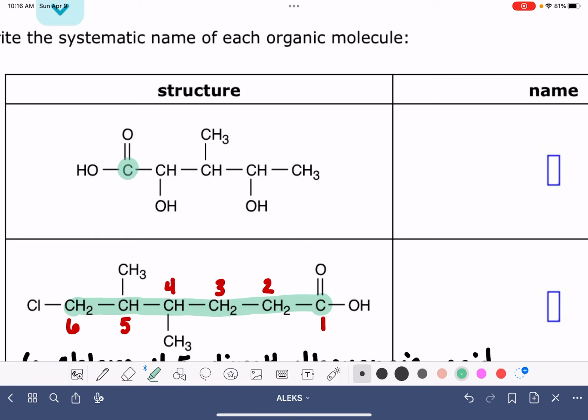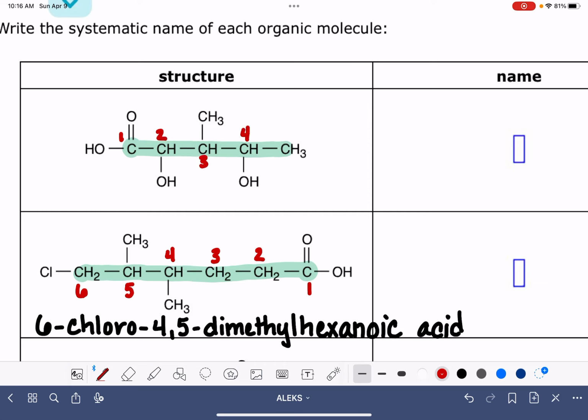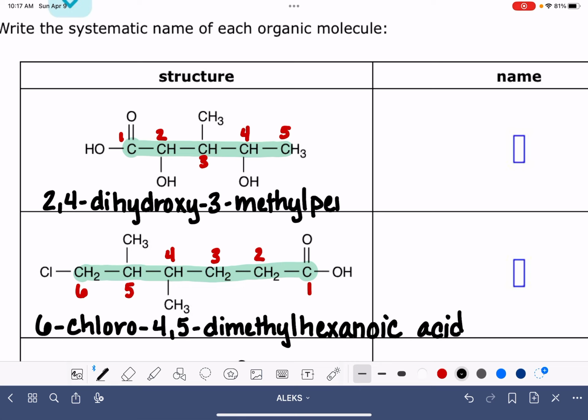Here's our last example. We're going to start with the carboxylic acid carbon, and then we're going to find the longest chain of carbons coming off of that, and number that carbon chain so that the carboxylic acid is on carbon number 1. We have a hydroxy, a methyl, and a hydroxy. Hydroxy is going to come first alphabetically. 2,4-dihydroxy, 3-methyl. A 5-carbon chain is a pentane. Leave off that last E and replace it with oic acid.